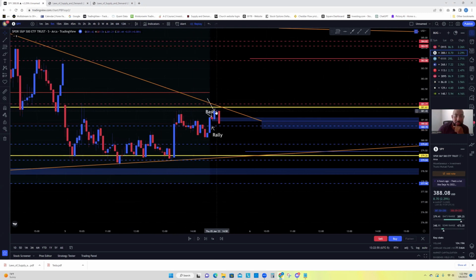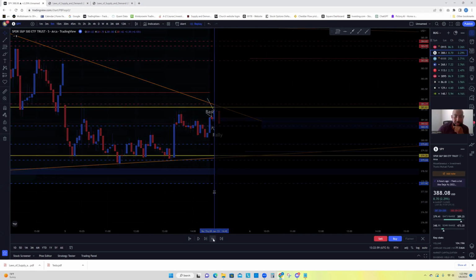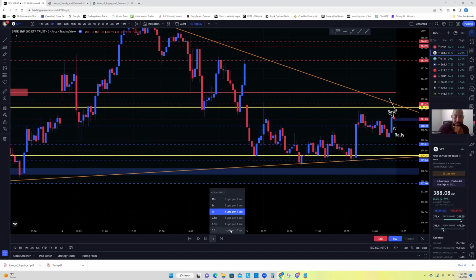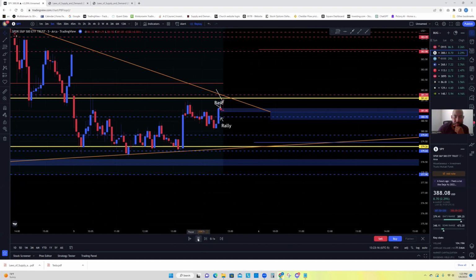Then we got this. Let me slow it down just a little bit. You can speed this up and slow it down as much as you want. Let's go real slow with it over here. So now, at this candle, we formed our demand zone, but again, it rejected where we had a resistance area up here.